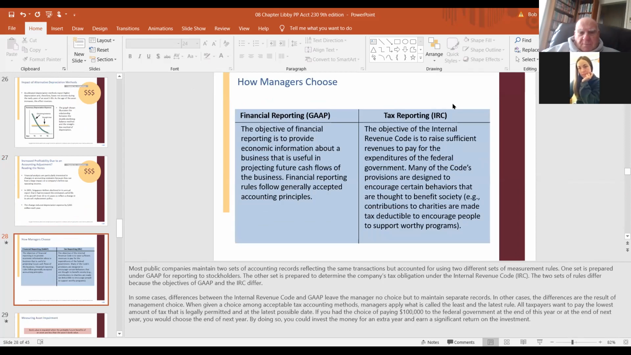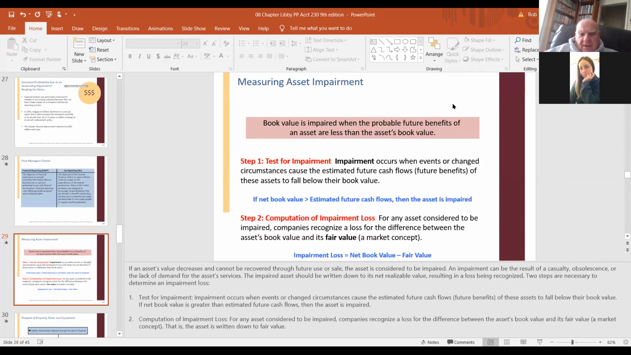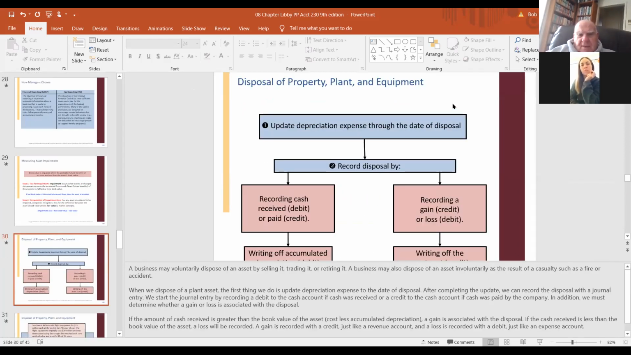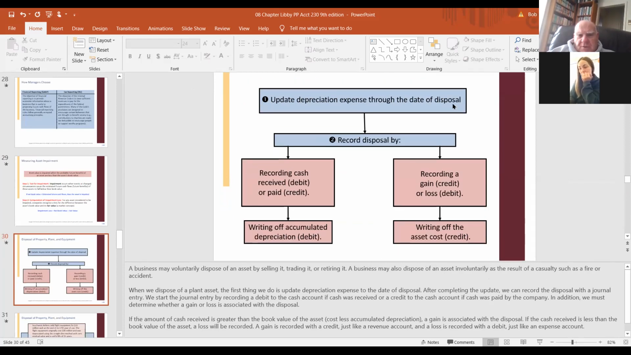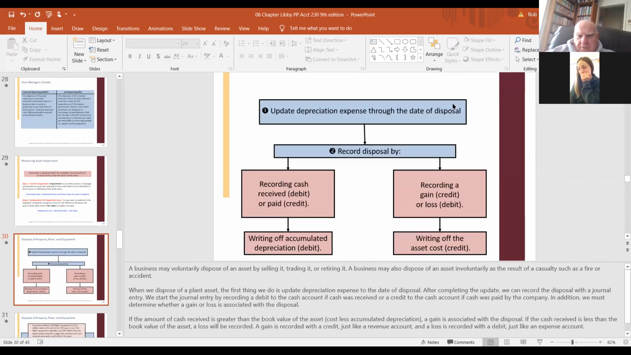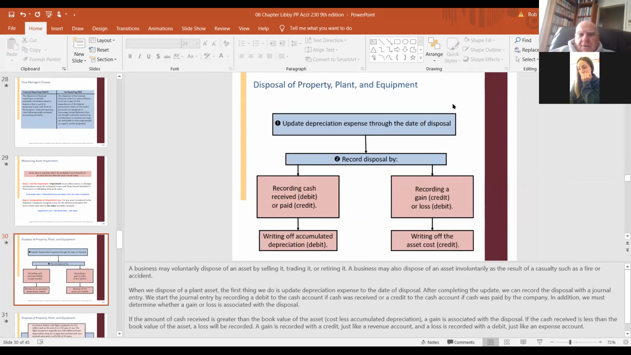And a little bit of talk about how managers choose. Asset impairment. I don't think we got into that really. So I'm going to skip that deliberately. Disposal of a piece of property, equipment.